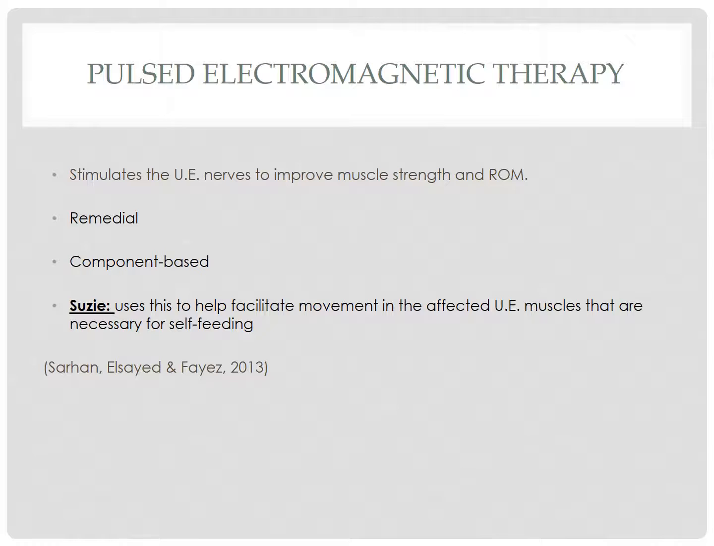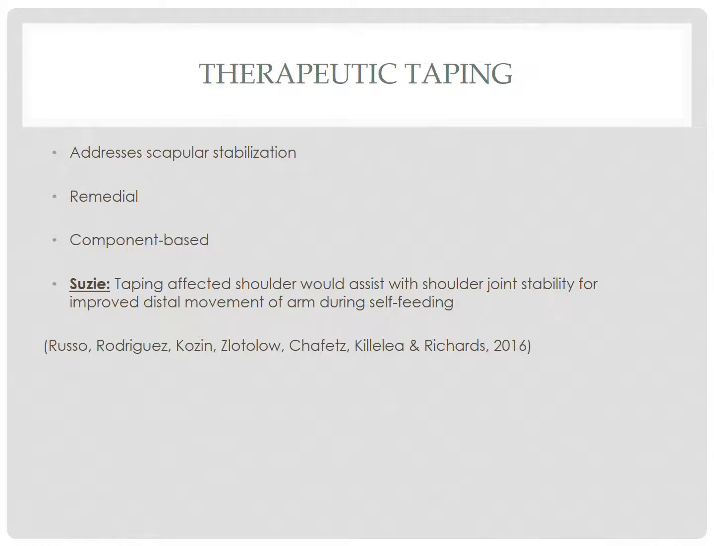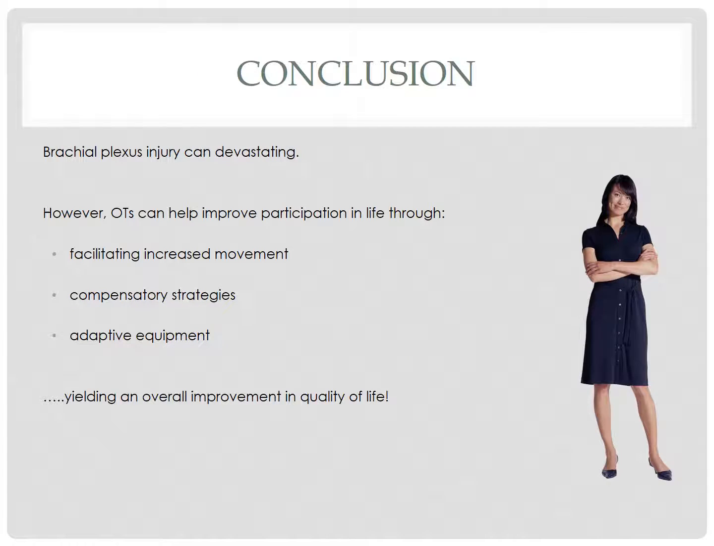Pulse electromagnetic therapy stimulates the upper extremity nerves to improve muscle strength and range of motion. It's remedial and component-based, and Susie would use this to help innervate the muscles that are used for self-feeding. Therapeutic taping can stabilize the scapular joint. This is remedial and component-based. Susie could use this to help stabilize her shoulders so that she can use her hand functionally.